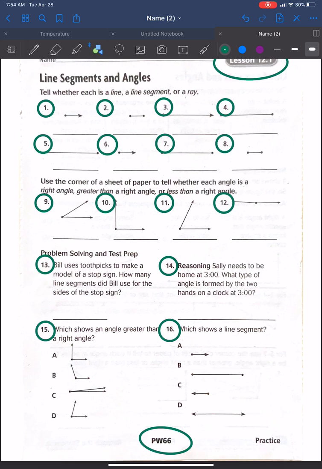Also, remember that if at any point you would like me to check your work, just go ahead and upload it to Class Dojo, and I can check it out. All right, get to work.